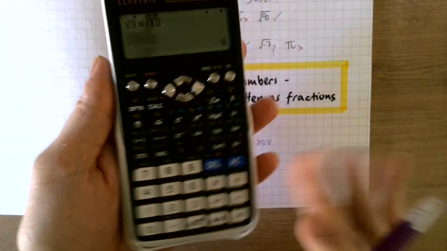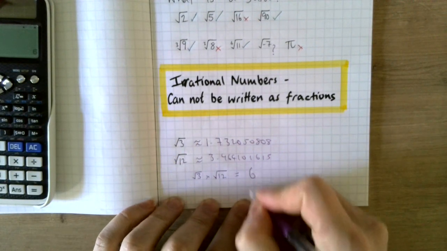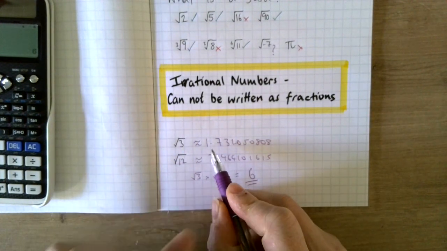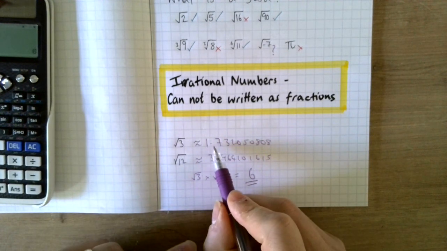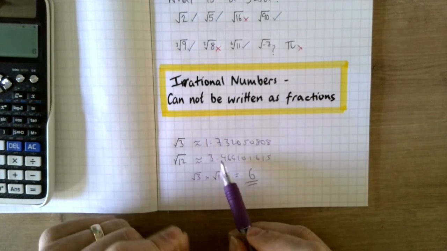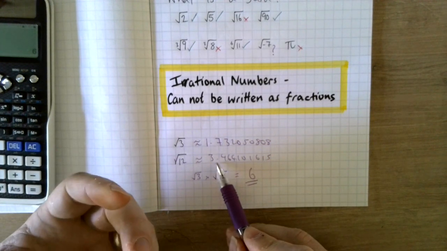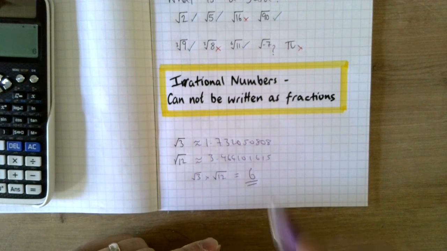6, not about 6, it is exactly 6, and that is mind-blowing. It is 6 on the dot. So this irrational, non-recurring, non-repeating decimal 1.73205, which is literally infinitely long, multiplied by this other different irrational number that is infinitely long. When you multiply these two together, you get exactly 6.